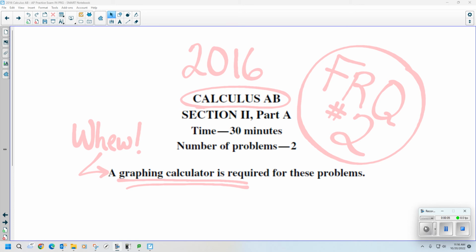Hey, let's continue the 2016 practice calculus AB examination, section 2, part A. This is free response question number 2, the last free response question on section 2. There are only 2 problems where you actually get a graphing calculator, and this is the last one. Whew! Good thing we get to use it, okay?